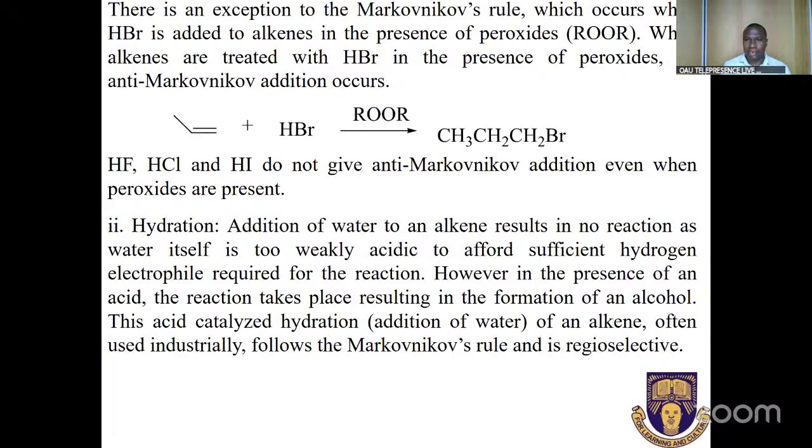In wrapping up what we did last week, I said there is an exception to the Markovnikov rule, what we call an anti-Markovnikov addition. We said specifically that happens when you have hydrogen bromide, HBr, in the presence of a peroxide. There has to be a peroxide, and this only holds true for hydrogen bromide, HBr. All right, so that was how far we were able to go last week.